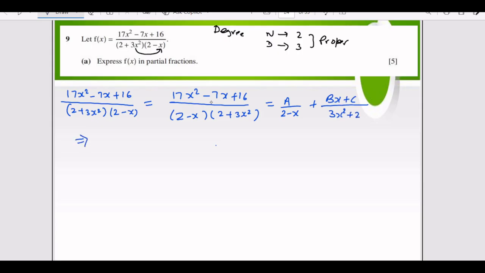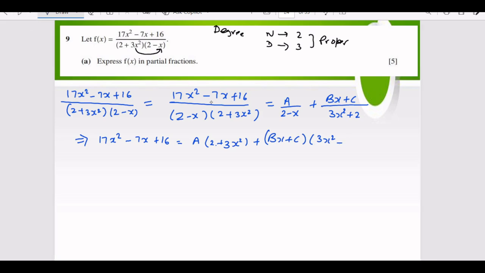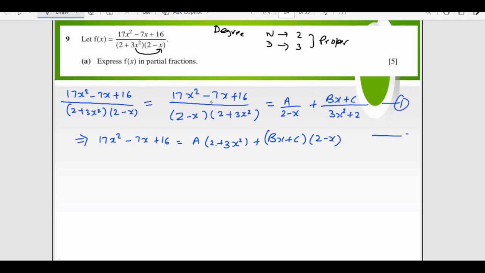Now we will multiply through by the denominators. I think you can manage, as you have learned from the previous question. So this is going to be A times (3x squared plus 2), plus (Bx plus C) times (2 minus x), because the other factors get cancelled. This is our first equation, and this is our second equation.